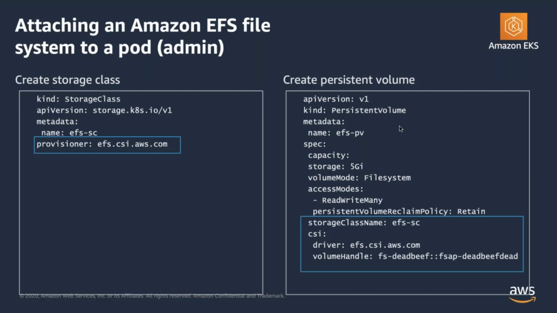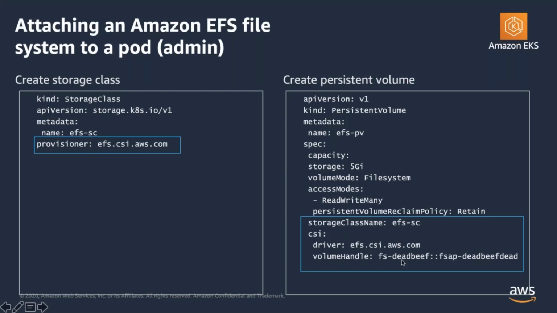Next is, for each volume that you want a developer to have access to, you create what's called a persistent volume. So this is the actual linkage between a Kubernetes object and a file system on the back end. So we see here that you create this persistent volume, you link it with a storage class, and then you put a couple of configurations in there.